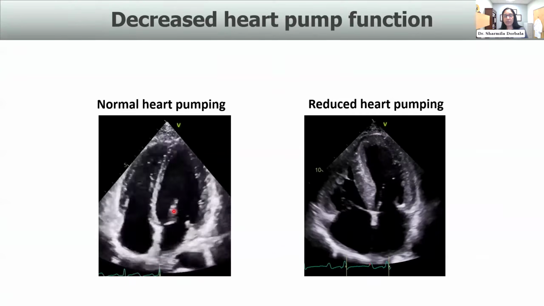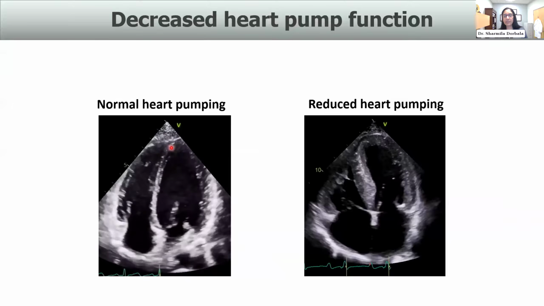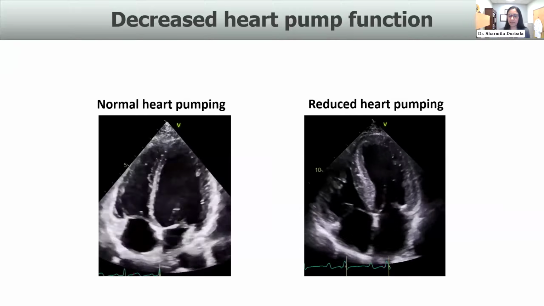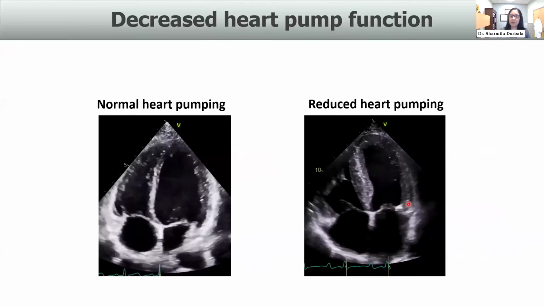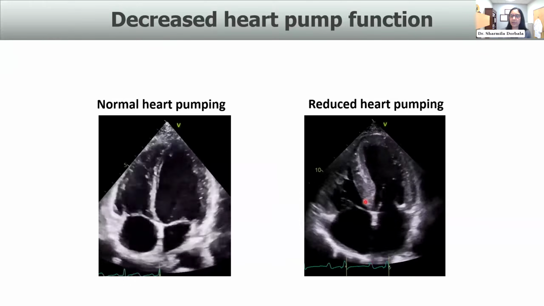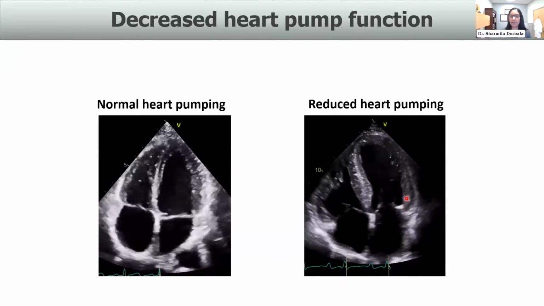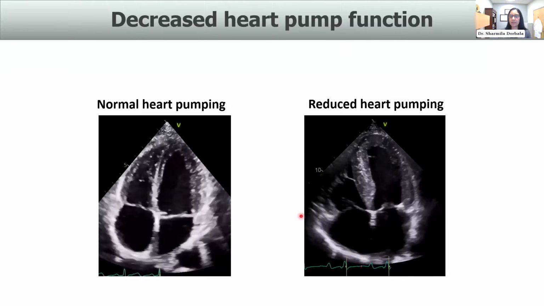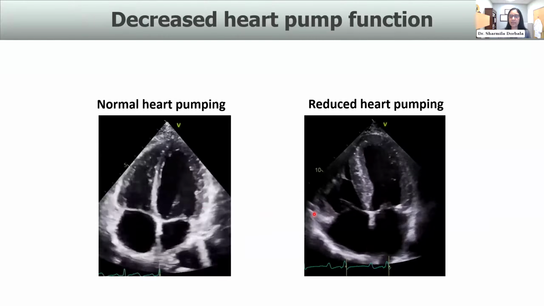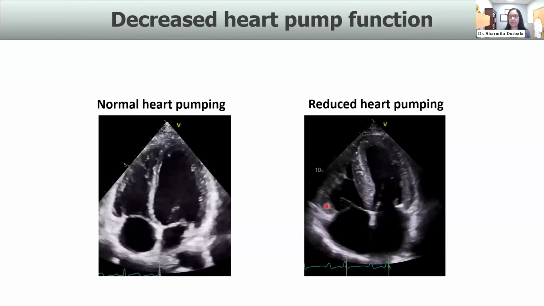What about heart pumping function? Look at how the heart is pumping here, very vigorous, normal. And on the right side is the heart of an individual affected with amyloid, and you can see the ventricles not pumping as vigorously. Look at the right ventricle, it's thick, but again, not pumping as vigorously.